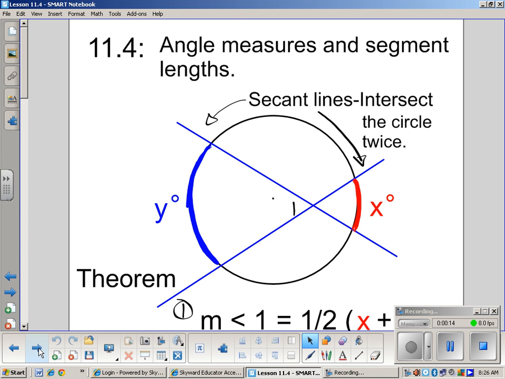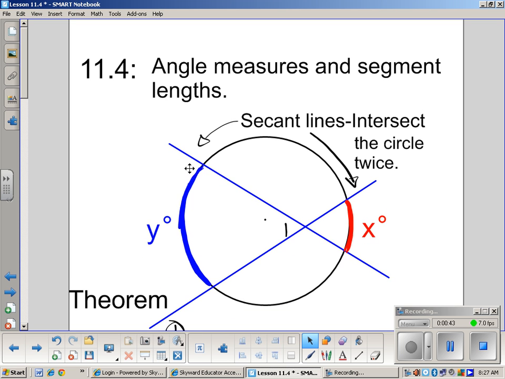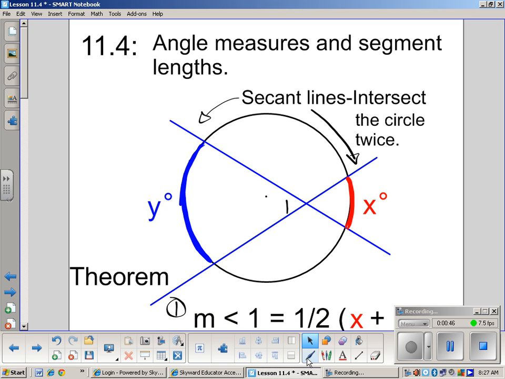A secant line intersects the circle twice. So I have a couple of secant lines drawn there. Notice they create the red arc labeled x degrees, and they create the blue arc labeled y degrees. Those secant lines intersect inside the circle, and they intersect the circle, creating this arc y here, and over here, creating this arc x degrees.